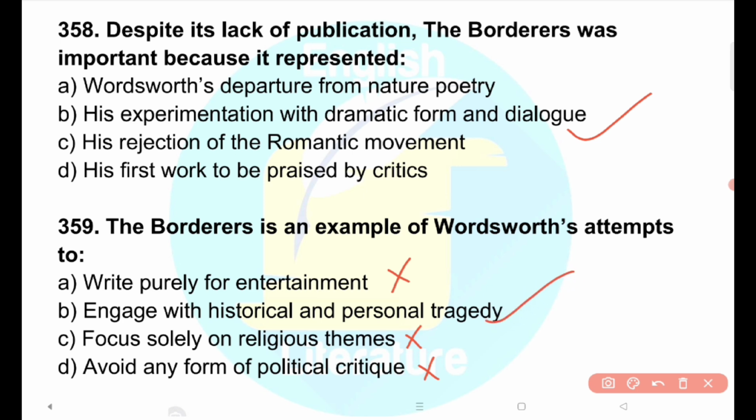Engage with historical and personal tragedy. The play is set in medieval England, dealing with themes of betrayal, moral dilemma, and personal tragedy. Wordsworth was also processing his own philosophical struggle at that time, influenced by his disillusionment with the French Revolution.